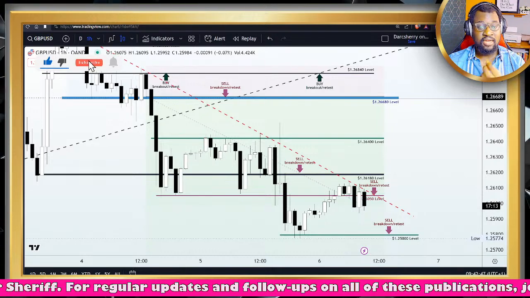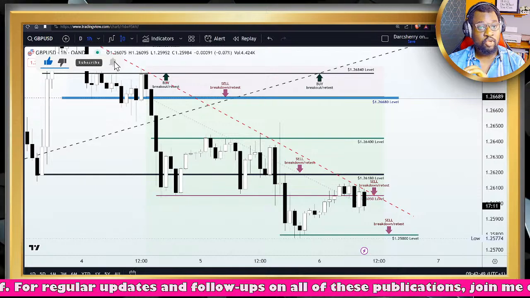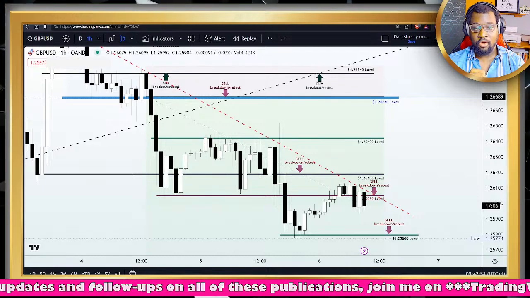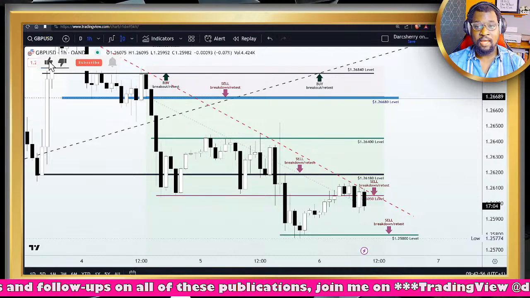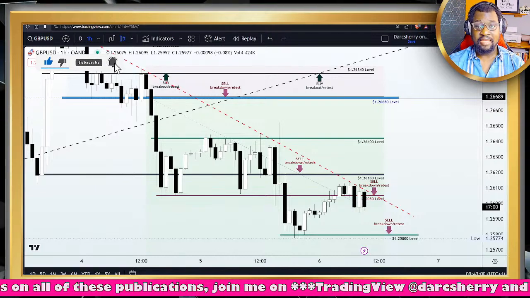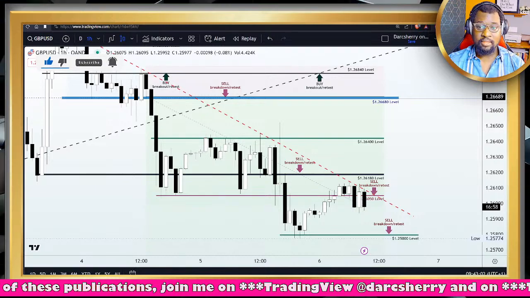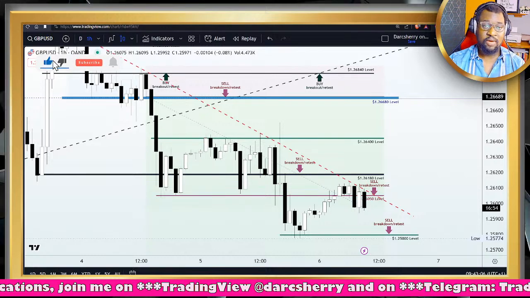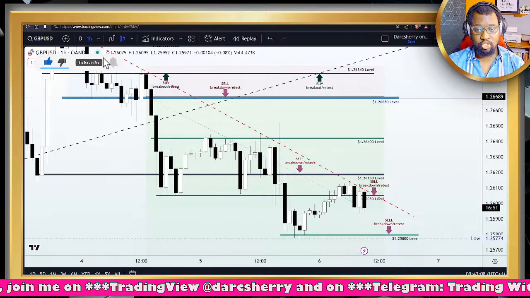However, we are going to be looking out for structures on this chart that we will be using to guide our decisions. And for those of you who are with me on my TradingView and Telegram platform, I did share an update to you today. Today is a very significant day, as we will be looking forward to the ADP employment change for cues into how we are going to be positioning ourselves today.